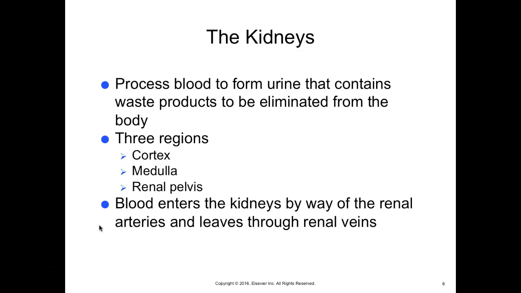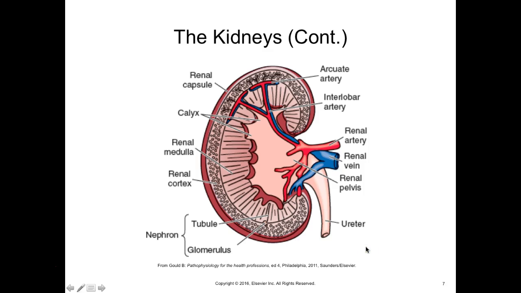So the three regions of the kidneys, we have the cortex, the medulla, and the renal pelvis. So we have all the filtering, and then the renal pelvis is where the urine collects and then goes down through the ureters. So blood enters the kidneys by way of the renal artery and leaves through the renal veins after all the filtering. So here are the structures here, the renal capsule, the calyces, the renal medulla, the cortex.